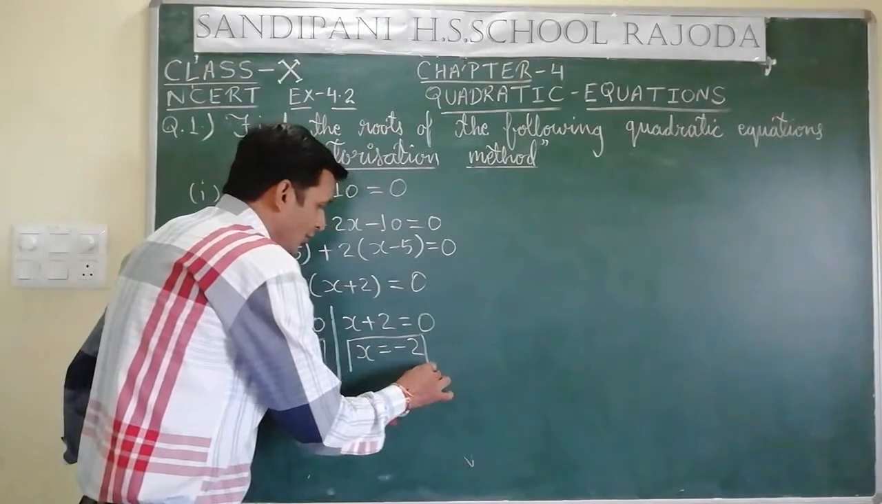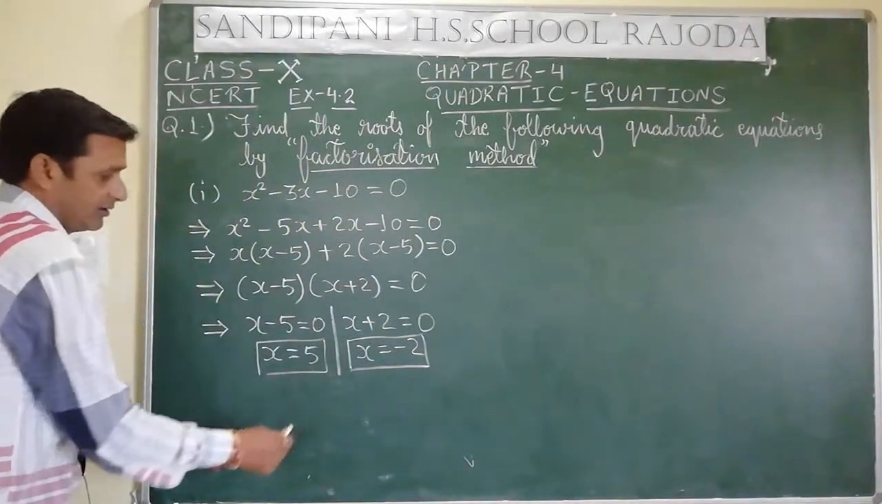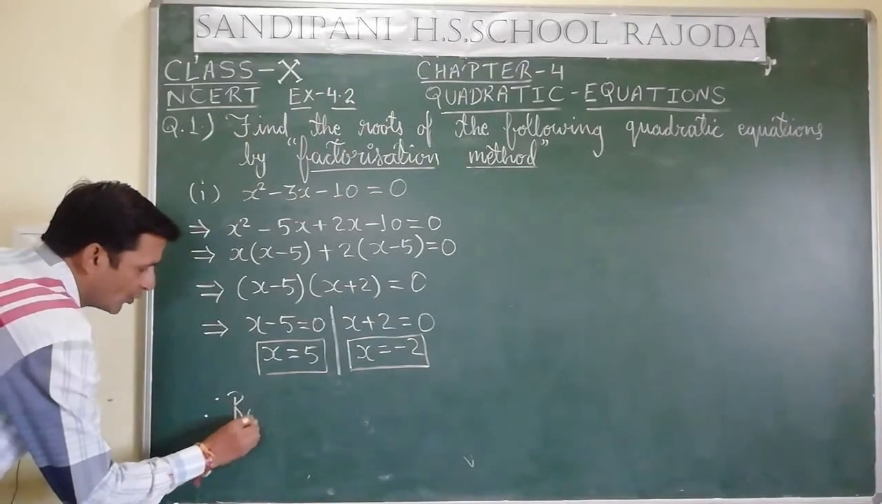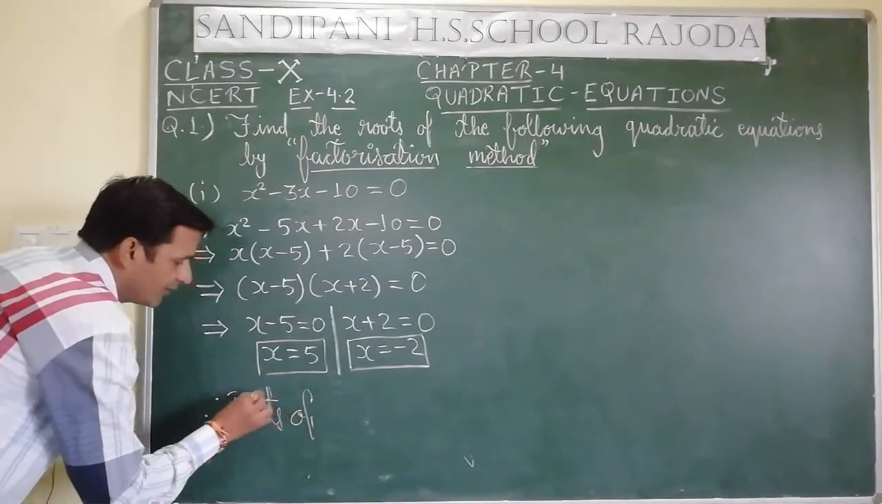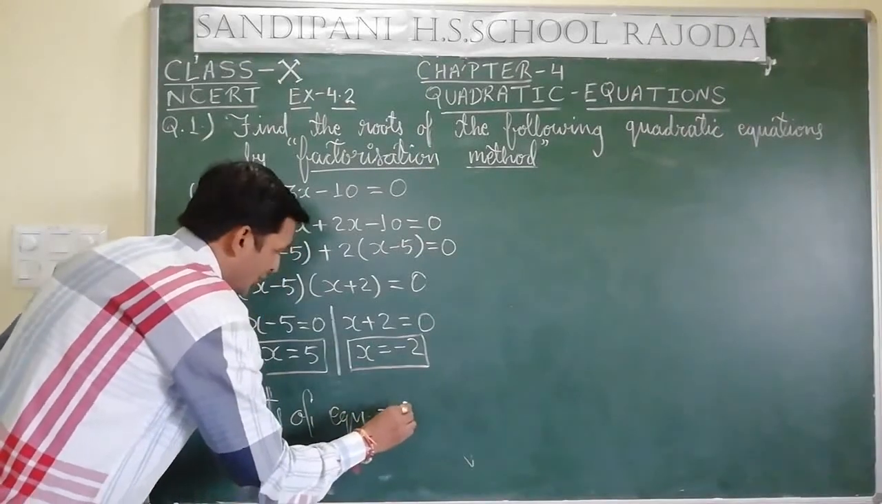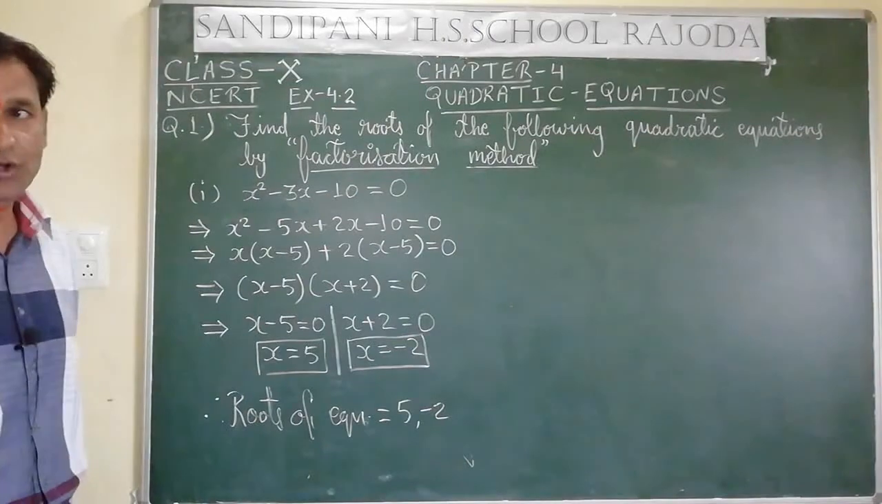These are the two values which are called roots of the equation. So we have to conclude here. Therefore, roots of the equation are 5 comma minus 2. These are the roots of the equation.